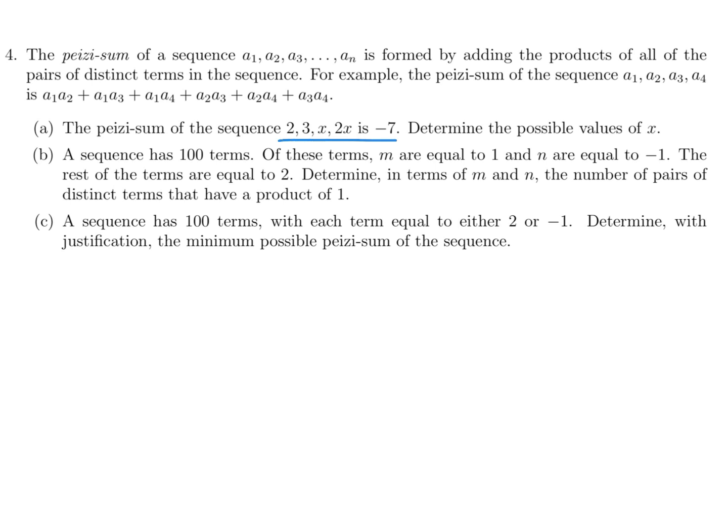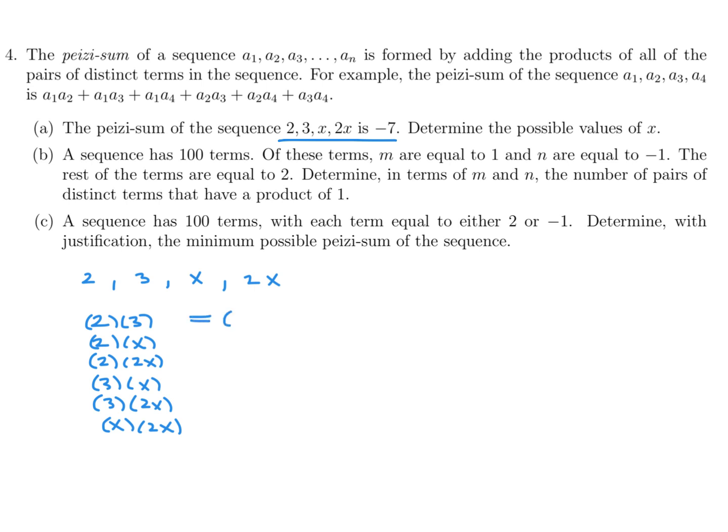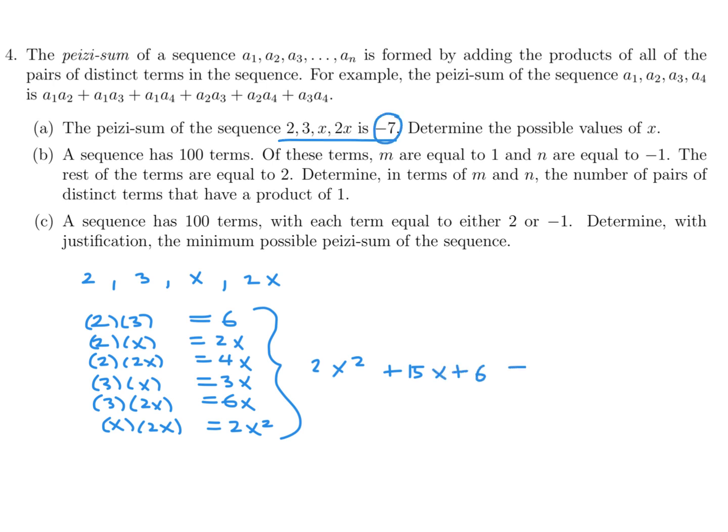All right, so we have these terms, 2, 3, x, and 2x. So we have to figure out, first of all, these pairs. So we have 2 and 3, 2 and x, and 2 and 2x. Then we have 3 and x, 3 and 2x, and x and 2x, like that. So we have 6, 2x, 4x, 3x, 6x, and 2x squared. And then if you add these guys up, it looks to me that's 2x squared plus 15x plus 6. And that, they're saying, is equal to negative 7.